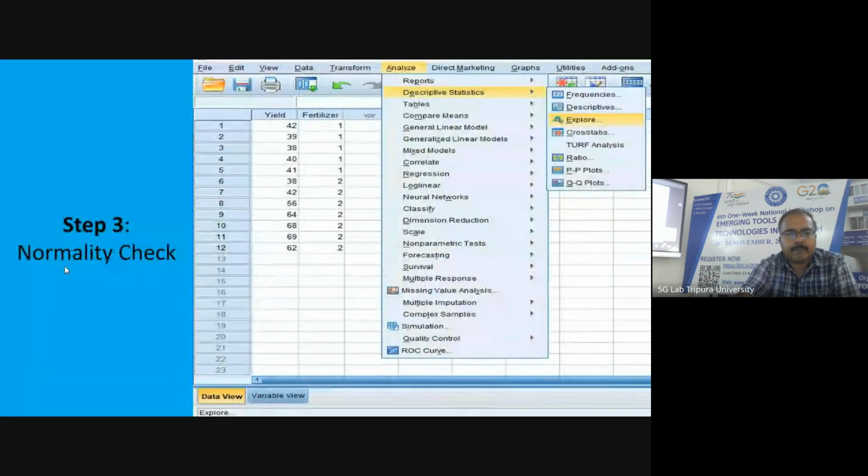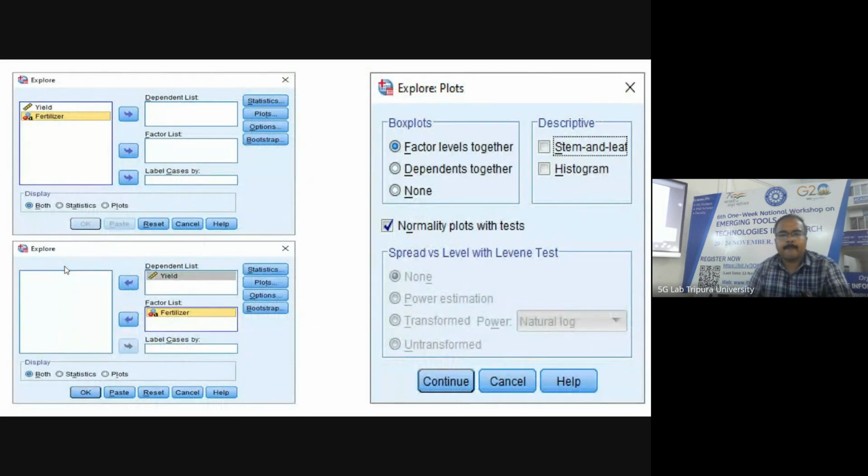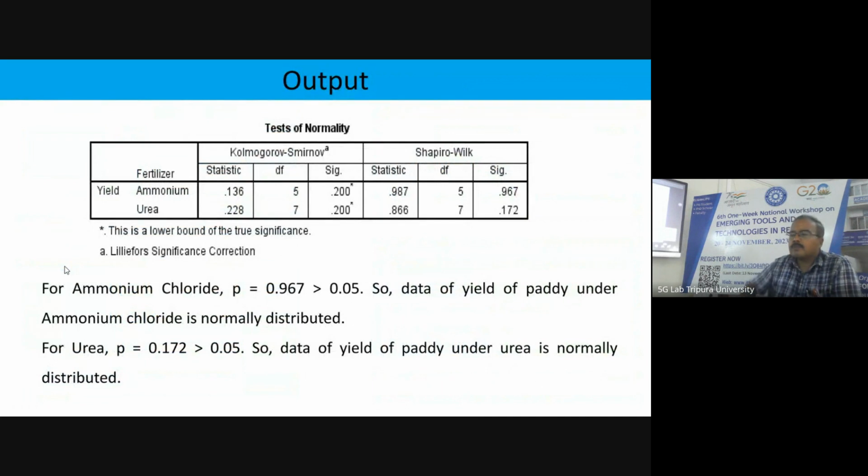Yield is the dependent list and fertilizer is the factor list. We want to know whether the fertilizer factor is creating any difference in the yield or not. Again, go for factor levels together, normality plots. This is the result.